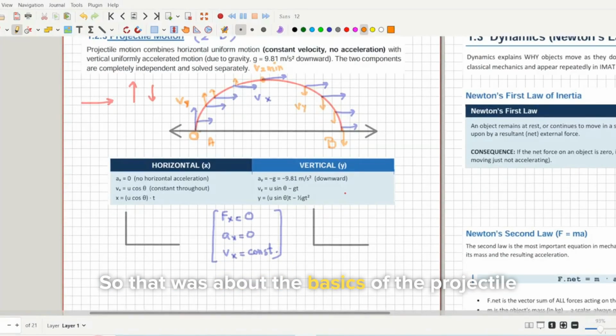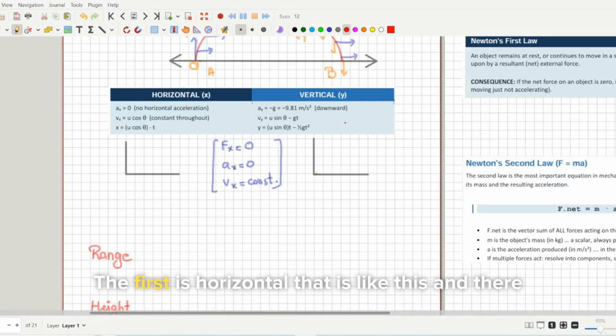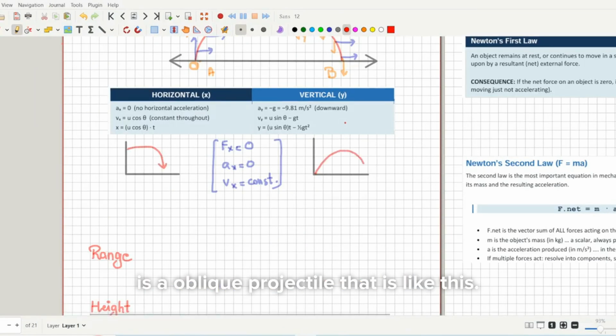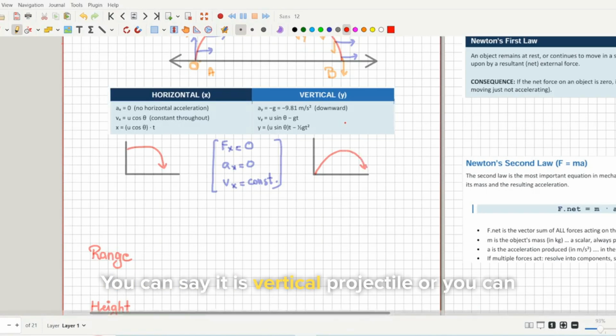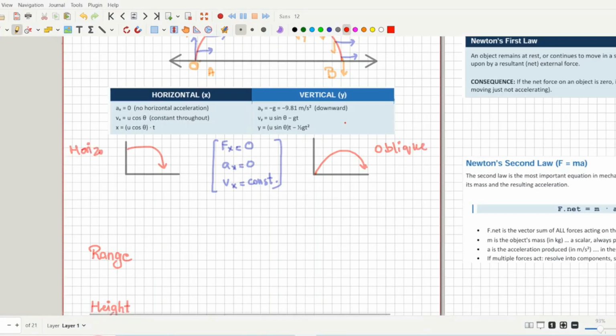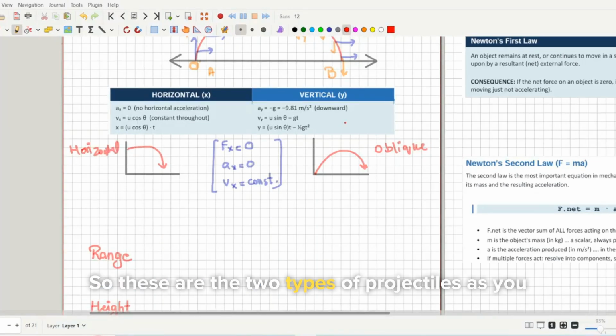So that was about the basics of projectile motion. Let's talk about the types of projectile. There are two types of projectile. The first is horizontal projectile and the other is the vertical or oblique projectile. The first is horizontal, that is like this, and the oblique projectile is like this. You can say it is a vertical projectile, or you can also call it an oblique projectile. So these are the two types of projectiles.